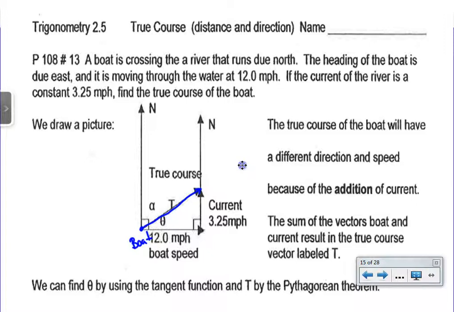The current of the river is a constant 3.25. Oh, the boat was going 12. The constant is 3.25 miles per hour. Find the true course. So basically, we need to figure out at what direction he's traveling and at what new speed. So we're going to do this by using a tangent function and a little bit of Pythagorean theorem.